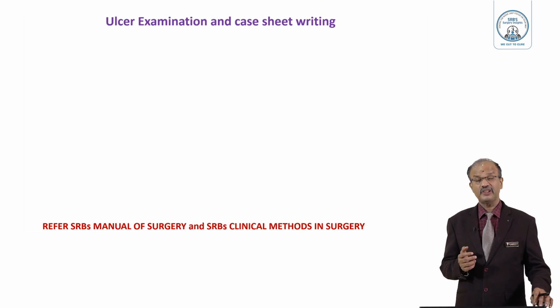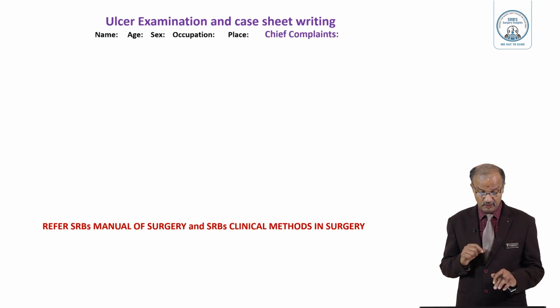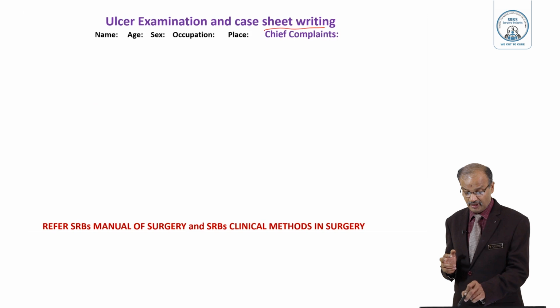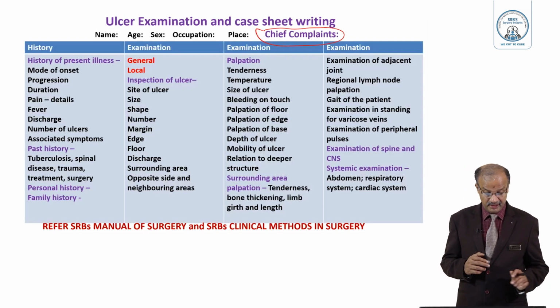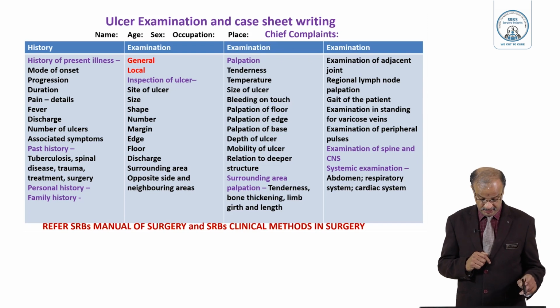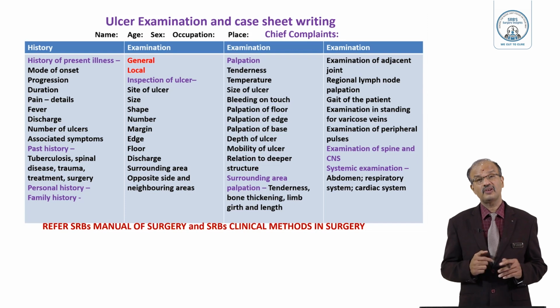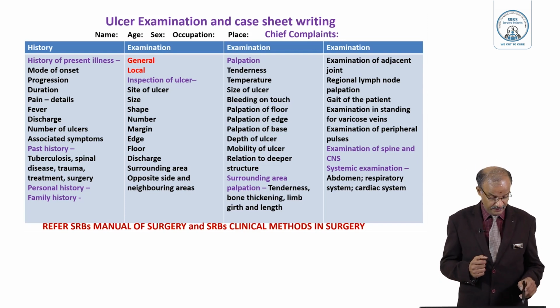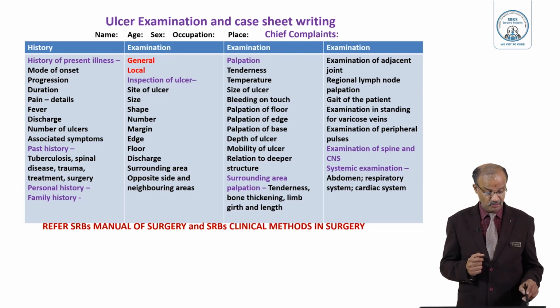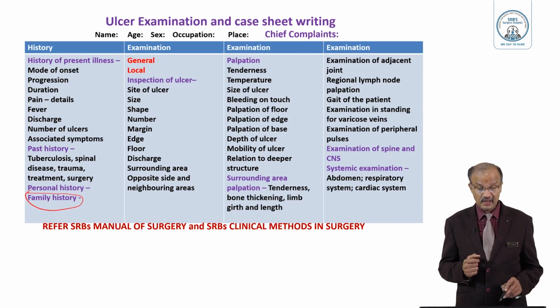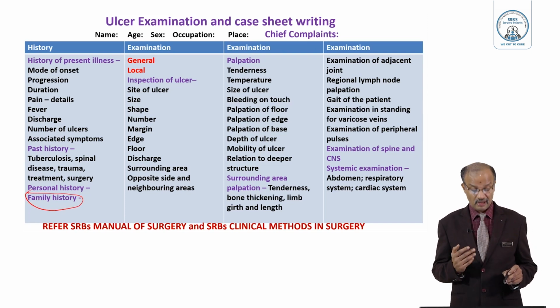So, ulcer examination, case sheet writing. I'll just put in the name, age, all the things are important. Chief complaint, put it in an orderly way. And this slide, this table actually helps here: history, mode of onset, progression, duration, pain, fever, discharge, number of other symptoms, past history, prior disease, trauma, all those etiological factors, personal history, especially smoking, alcohol, other habits, addictions. Family history also important. Some ulcers may be familial. There's a three-generation family, you have to ask history.